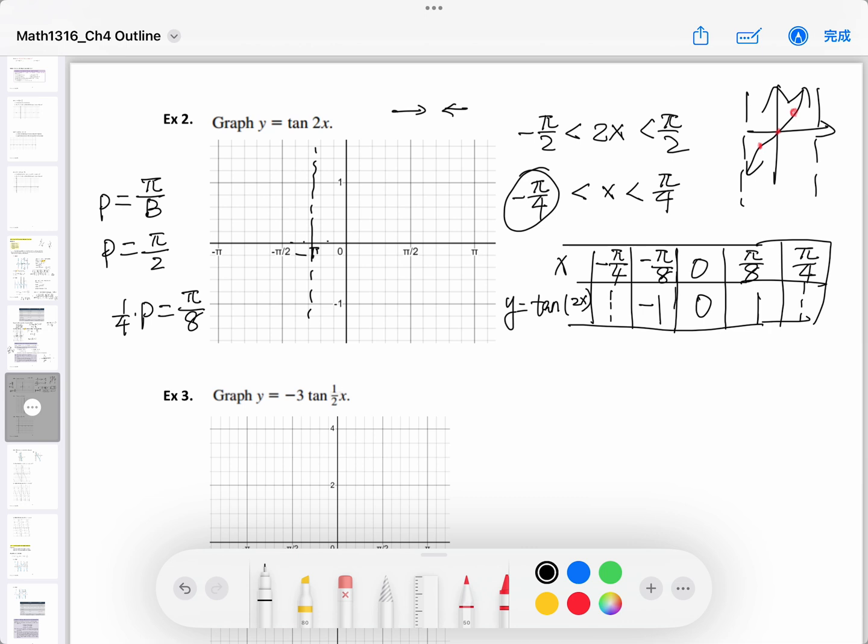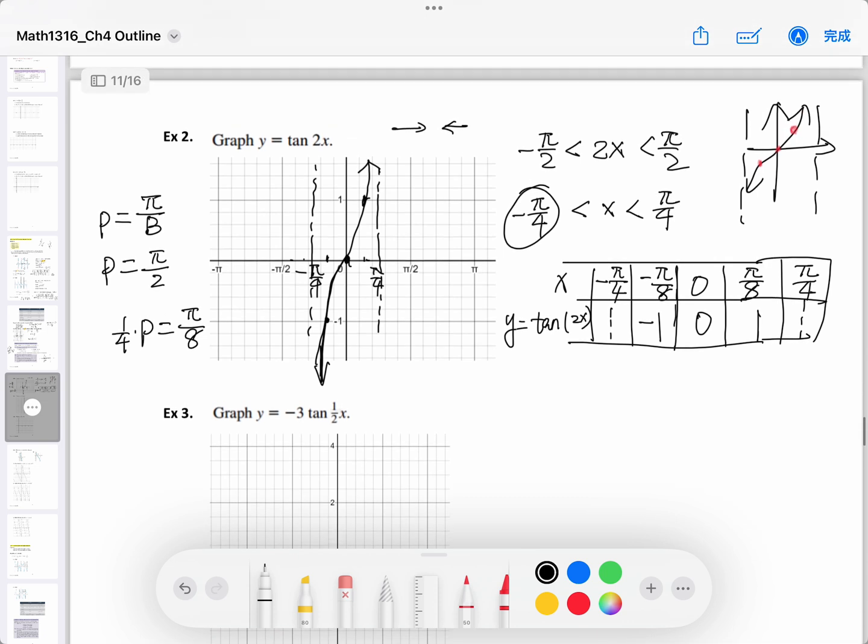This is negative pi over 4, whereas positive pi over 4 is here. And here is negative pi over 8. The y value is -1. And 0 at 0, and pi over 8 is 1. Okay, we have these key points. Let's connect them. Make sure you have a smooth curve. Okay, all right, we graphed our function.